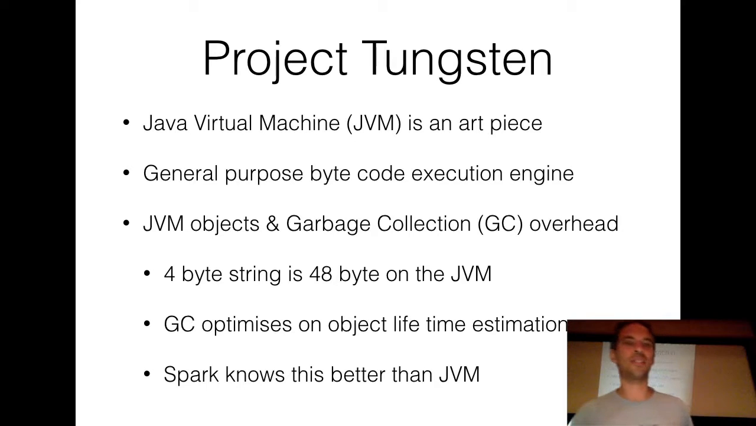memory management, because the Java Virtual Machine is quite good in executing general purpose code, but the garbage collector sucks, because there's a lot of overhead, and also memory management sucks. As you can see, a 4-byte string occupies 48 bytes on the JVM, and the garbage collector tries to optimize the object lifecycle, but Spark knows it better. Spark knows which data structure has to be in memory and when not. Therefore, Tungsten uses the unsafe package of the JVM to do memory management itself, like you can do in C++.